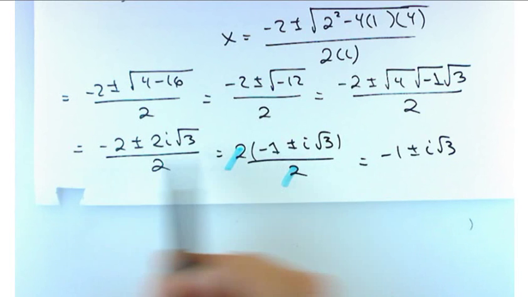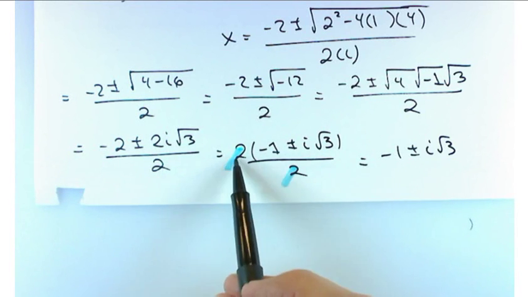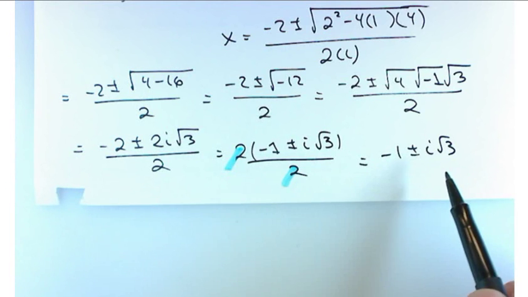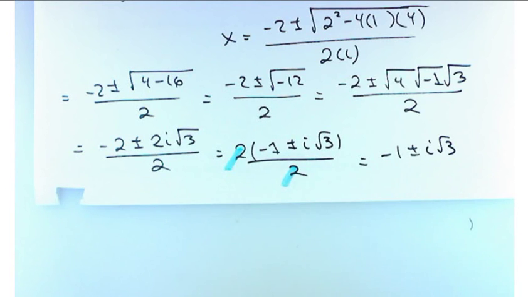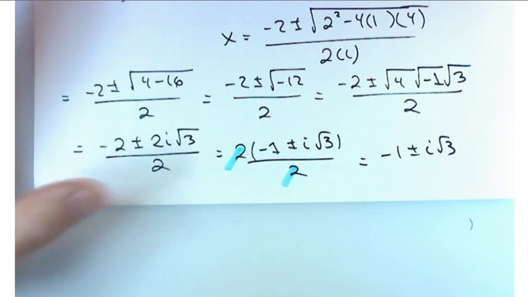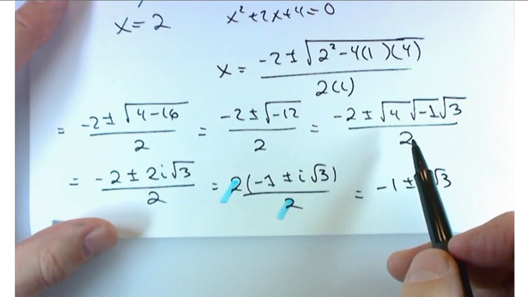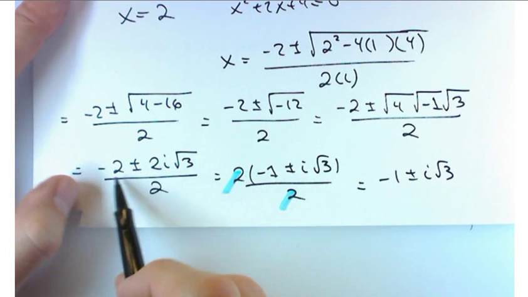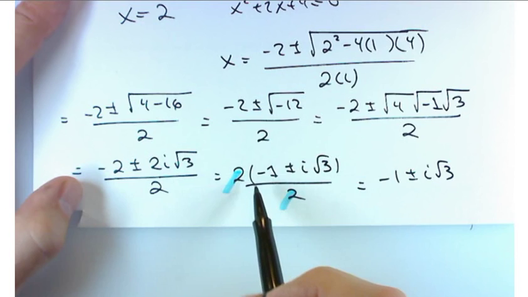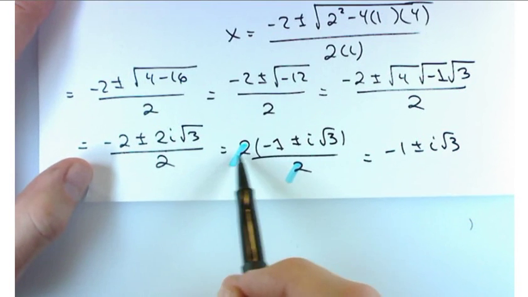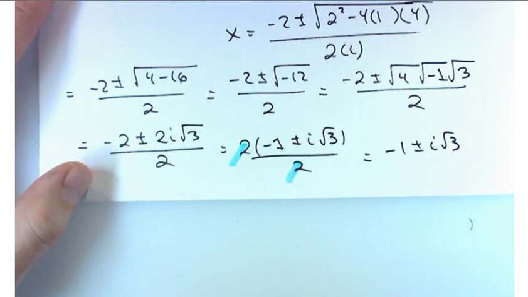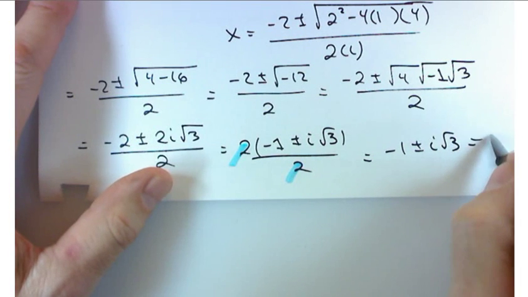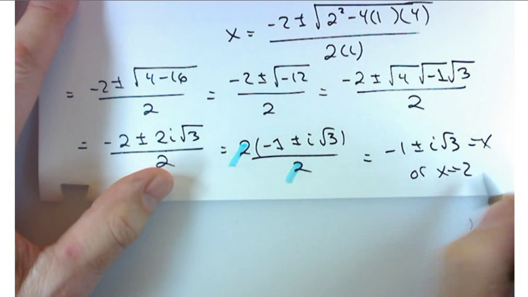I factored out the 2 here. So if you distribute, 2 times -1 is -2. But then the 2 from after the plus minus sign, I just factored out the 2. So I divided each of these by 2. Oh, you took everything. So yeah, I factored it out of everything. So we have those 2 possibilities for x, or x equals 2.